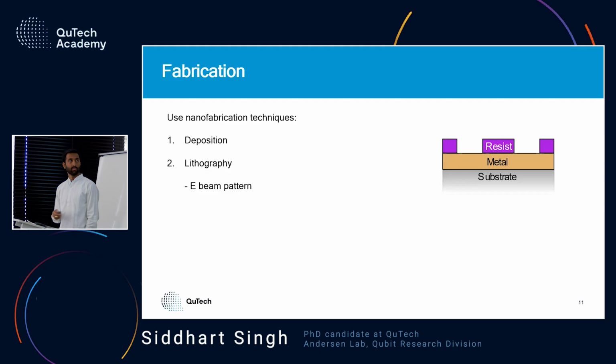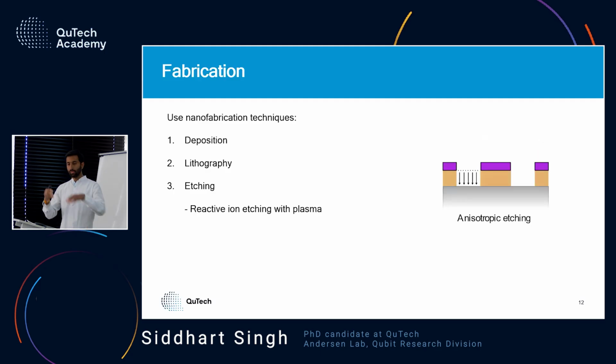You develop it, and that's how you get your pattern. And then in the next step, you want to convert that pattern into the lateral features on the metallic layer. So what you do is you put it either in wet etching solution, or you can use reactive ion etching, in which the plasma bombards your chip and removes the material in a directional way. In our case, we use a combination of SF6 and oxygen to do a directional etching. And this is how our features are on the chip now.